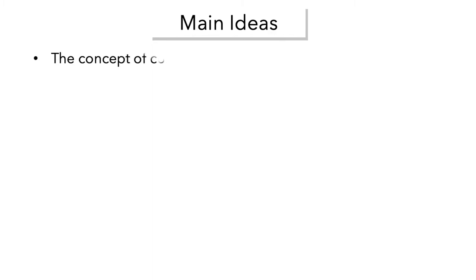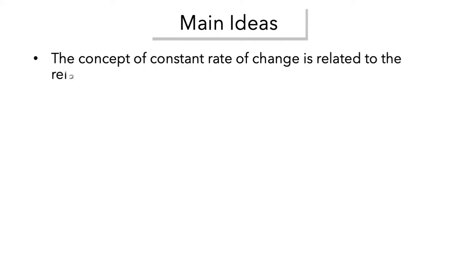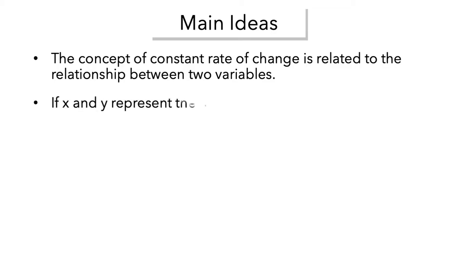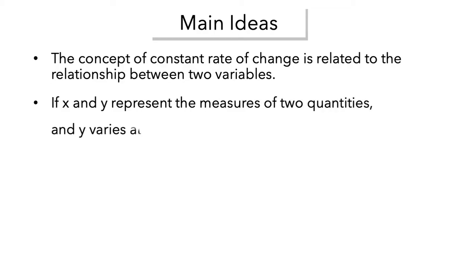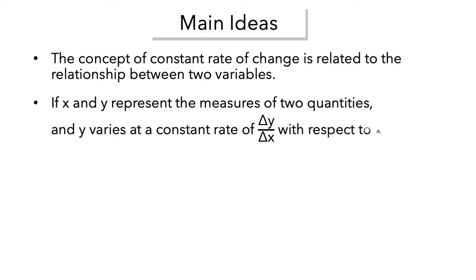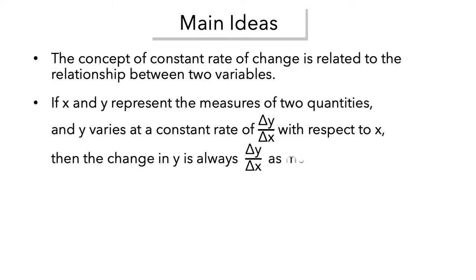The concept of constant rate of change is related to the relationship between two variables. If x and y represent the measures of two quantities, and y varies at a constant rate of delta y over delta x with respect to x, then the change in y is always delta y over delta x as much as a corresponding change in x.